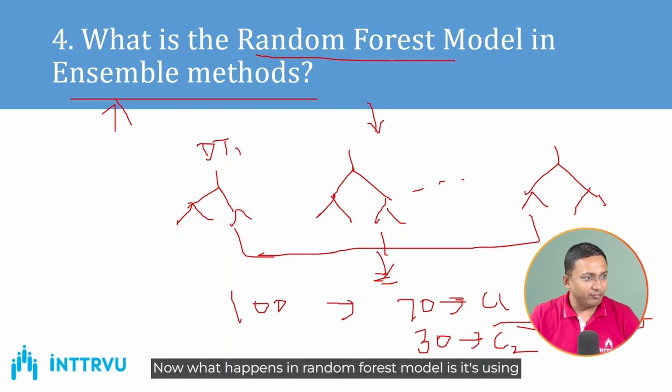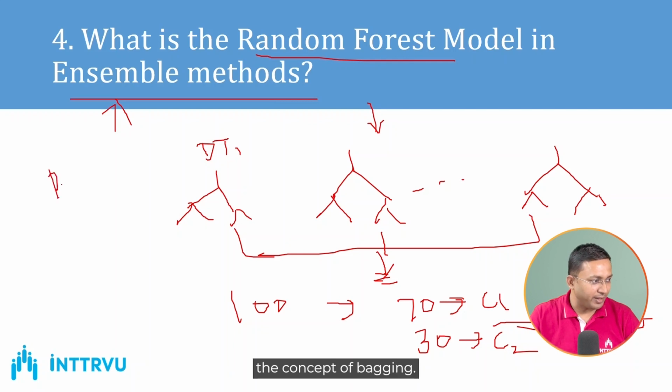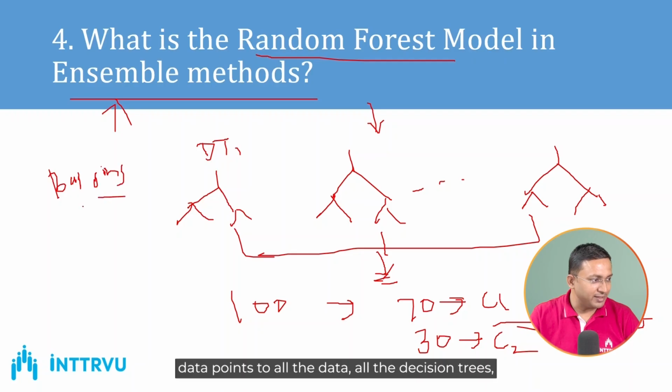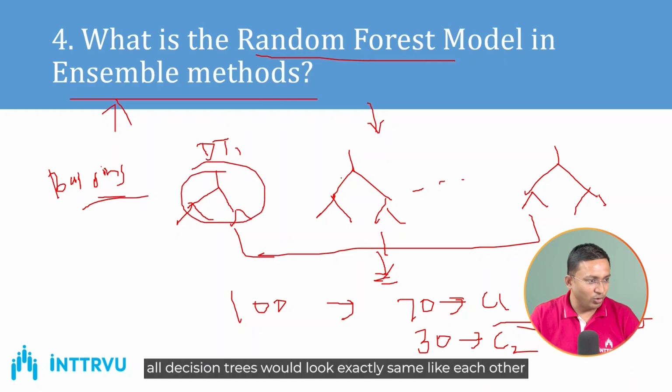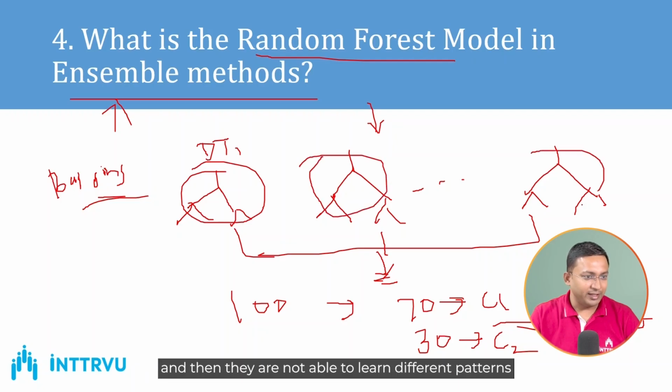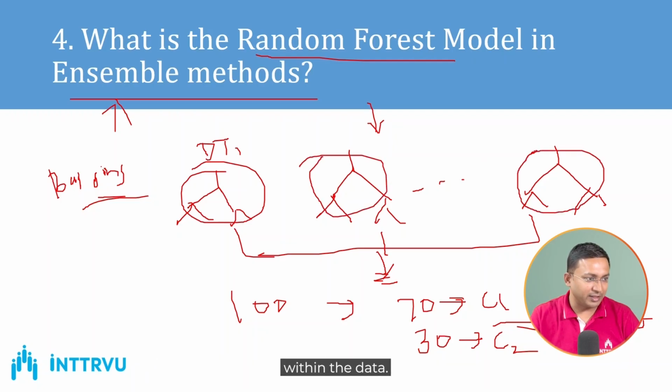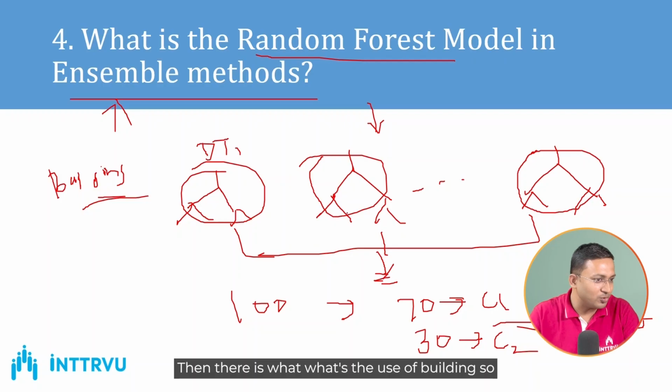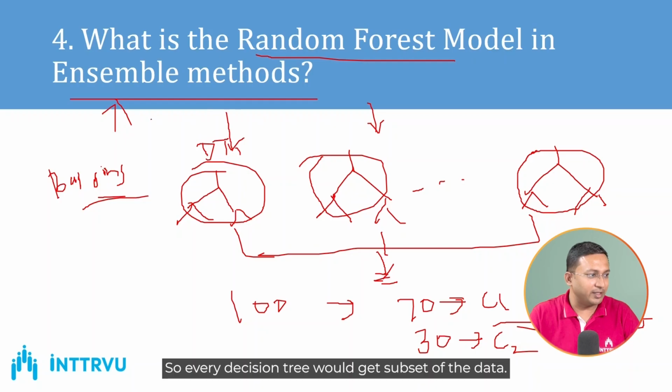Now what happens in random forest model is it's using the concept of bagging. This is used because if we give exactly the same data points to all the decision trees, all decision trees would look exactly like each other. And then they are not able to learn different patterns within the data. Then what's the use of building so many decision trees? So every decision tree would get a subset of the data. So let's say that in your data, you have 1000 rows.